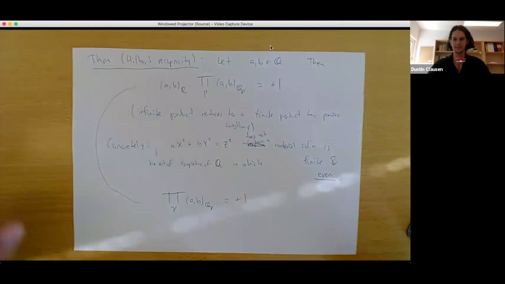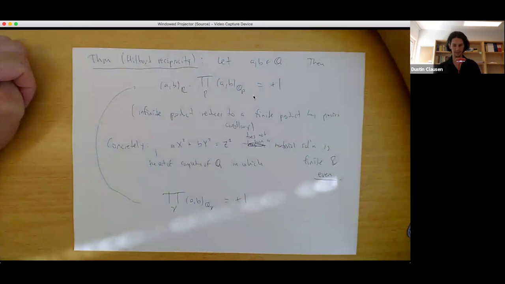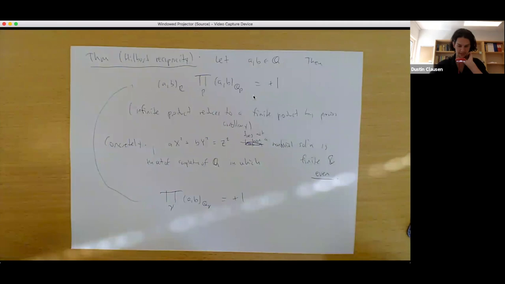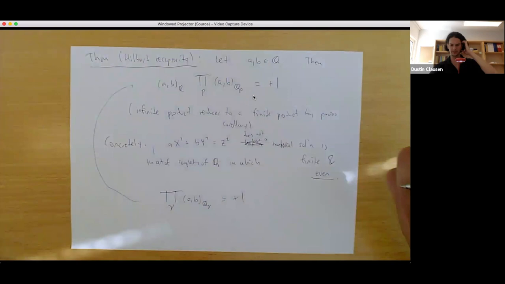Is there an analog of this Hilbert reciprocity for general number fields? Indeed there is, and it works exactly the same. Every number field also has a set of places, completions. You can define a Hilbert symbol with values in plus or minus one, and the same statement is true. It's actually not too difficult to reduce that statement to the case of the rational numbers, so there's not that much more content.